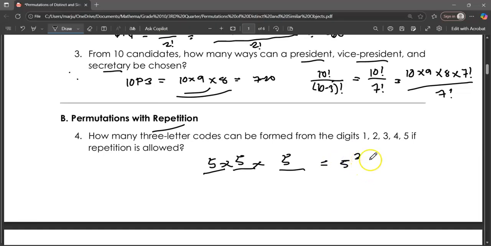So again, remember our formula for permutations with repetition is n raised to r. Here n is 5 and r is 3. So you're going to say 5 times 5 times 5 is 125. That will be our answer for letter B, number 4. Let's do number 5.